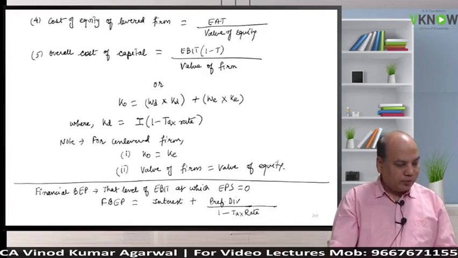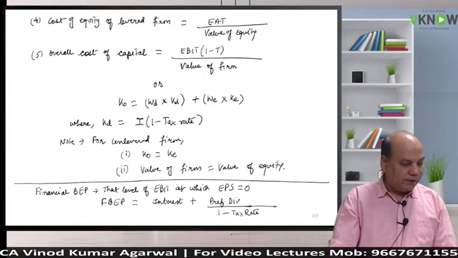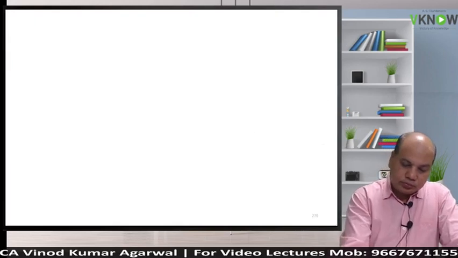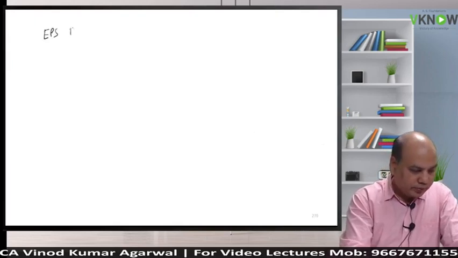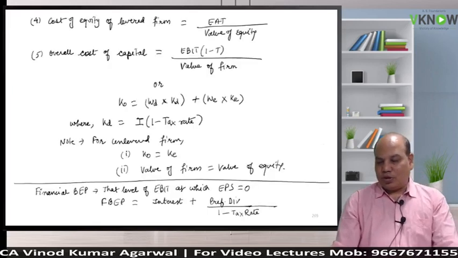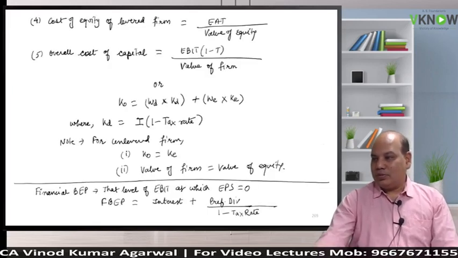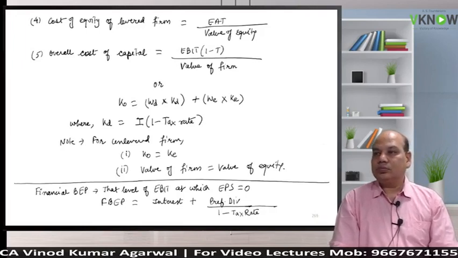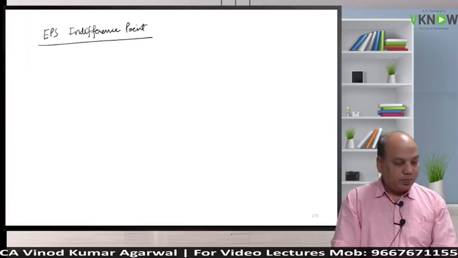Next we have seen one more formula, EPS indifference point. Write down next heading, EPS indifference point. First you note down this much. Write in good handwriting. One day you have to read also.